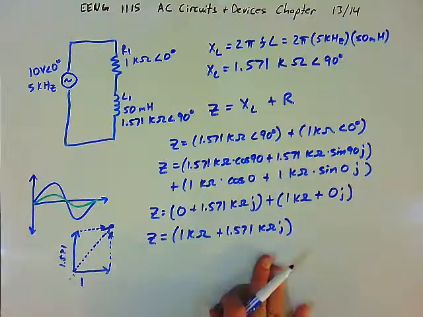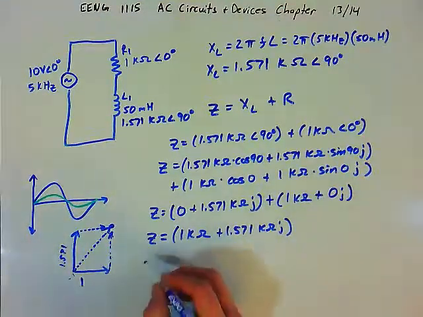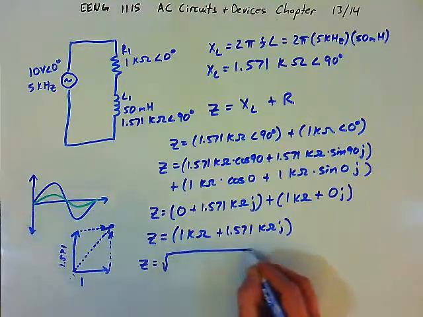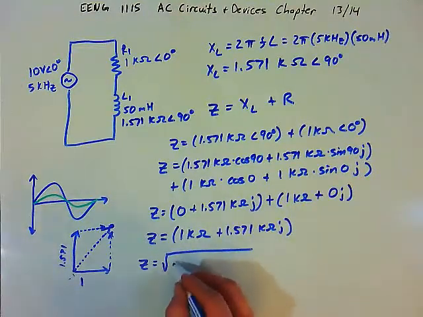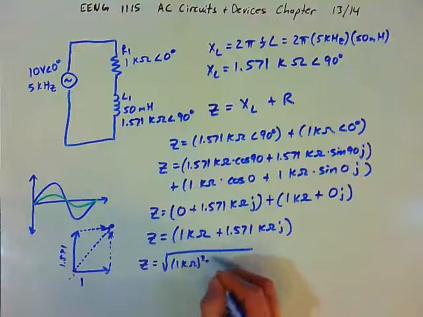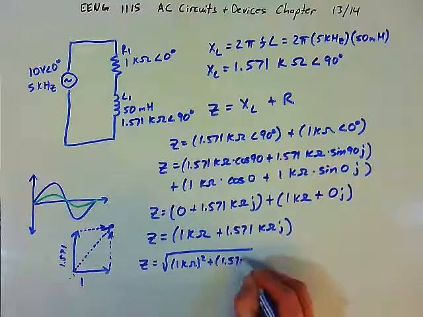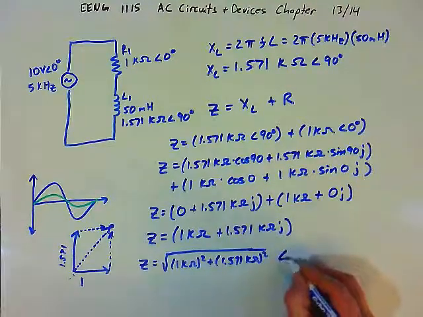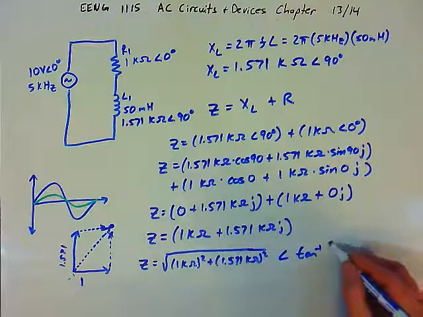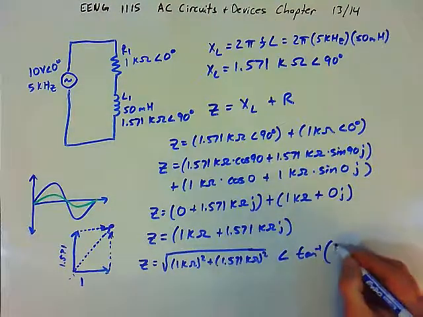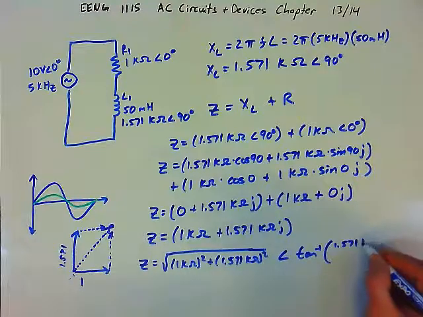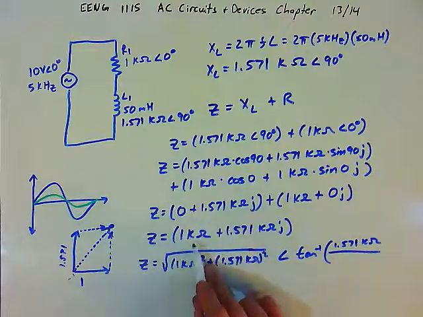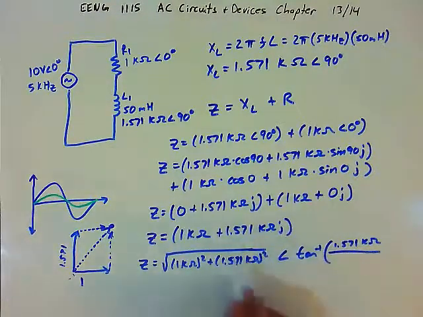It's in rectangular form. I really need this to be back in polar form. So to find the magnitude in polar form, we're going to take the square root of x squared plus y squared. So that's going to be 1 kilo ohm squared plus 1.571 kilo ohms squared. That'll be the magnitude. The angle will always be the inverse tangent of the y component, which is 1.571 kilo ohms, divided by 1 kilo ohm, the x component. Y divided by x. So it's always inverse tangent of y over x. So the x is 1 kilo ohm.